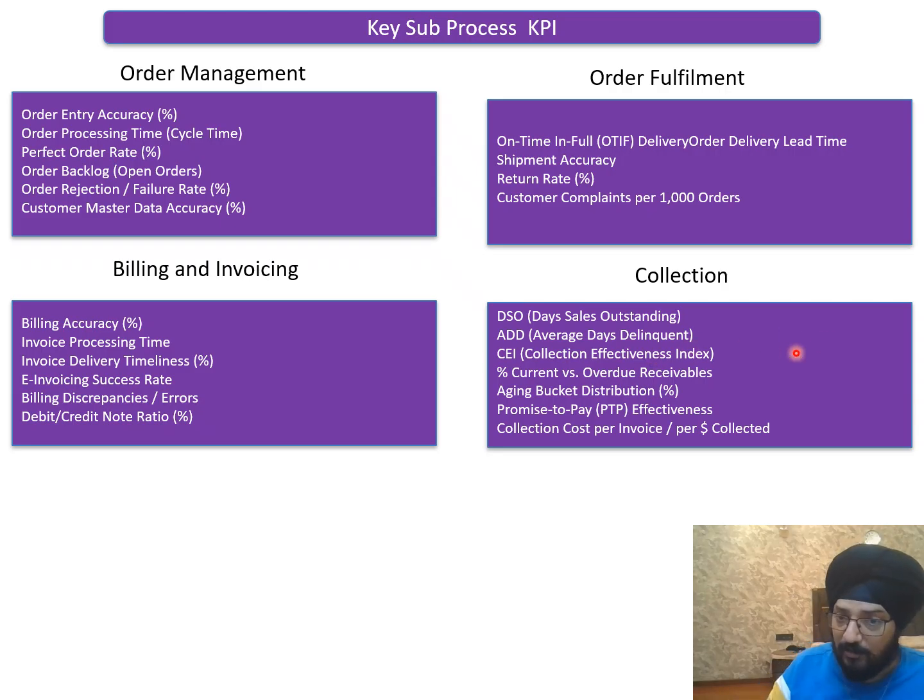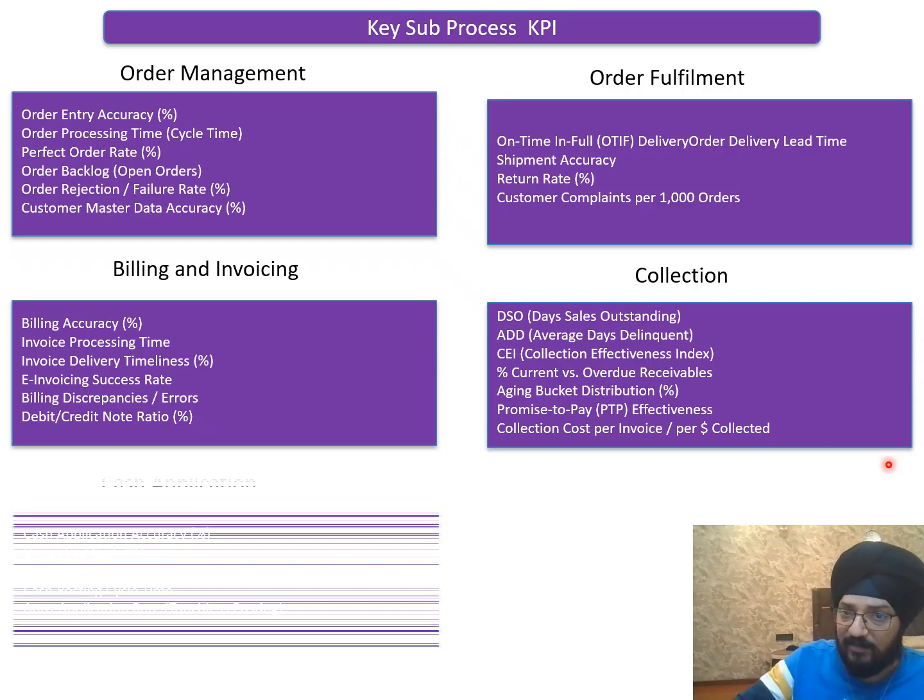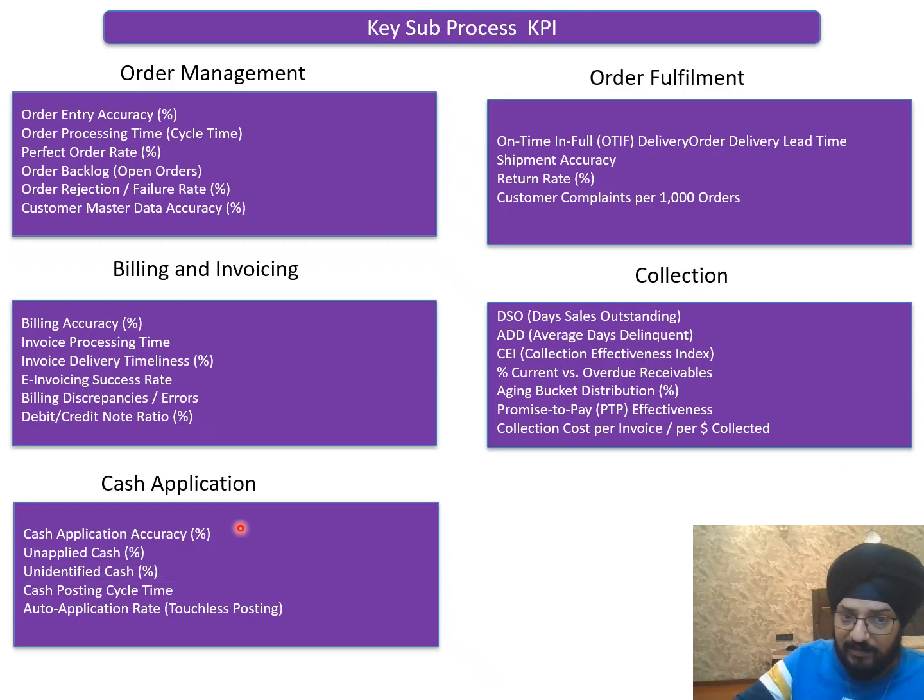This will let us know the percentage. For example, if we have 100 rupees receivable and we have received only 90 rupees, our collection effectiveness index is 90, right? So we need to make sure we know how we can improve that. All these are correlated in terms of our collections. Then percentage of current versus overdue receivable, aging bucket distribution, promise to pay effectiveness. These help us identify the effectiveness of the collection process.